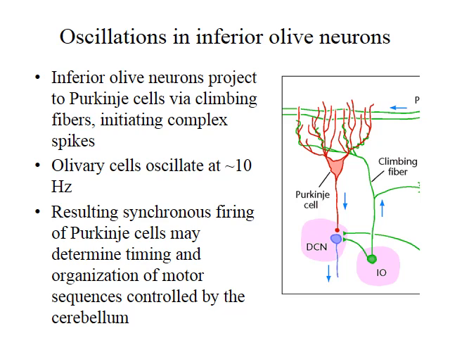Now these olivary cells that project to Purkinje cells fire in synchrony. There are many of them in the inferior olive, and they are all coupled together, so they fire synchronously at about 10 hertz. And when this synchronous bursting behavior activates the Purkinje cells in the cerebellum, this is thought to determine the timing and organization of motor sequences that are controlled by neurons in the cerebellum.